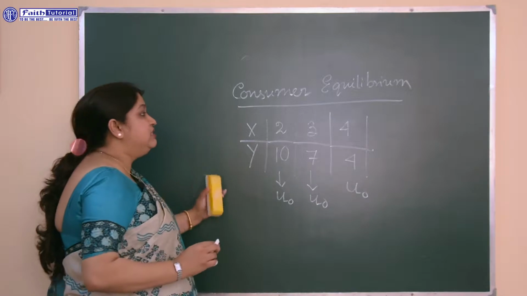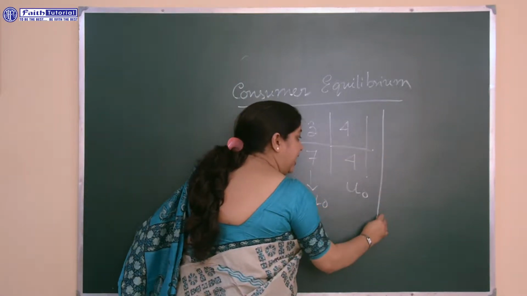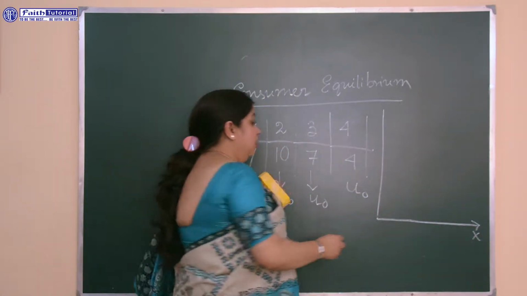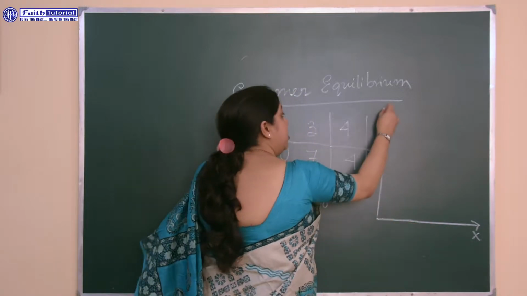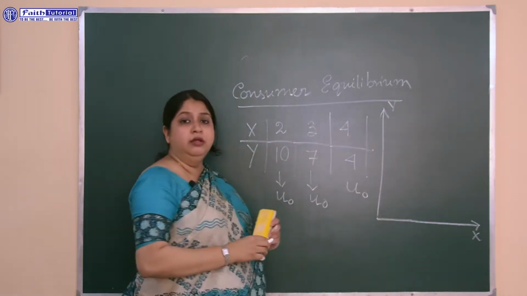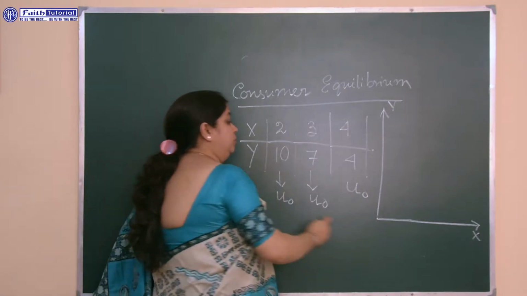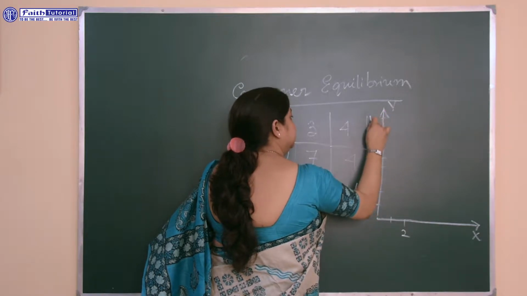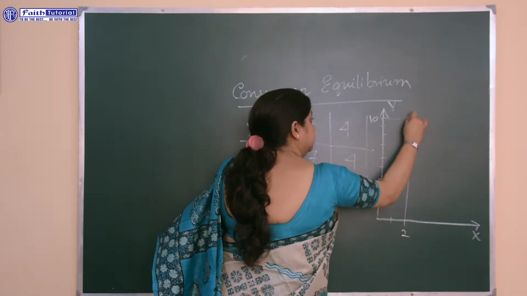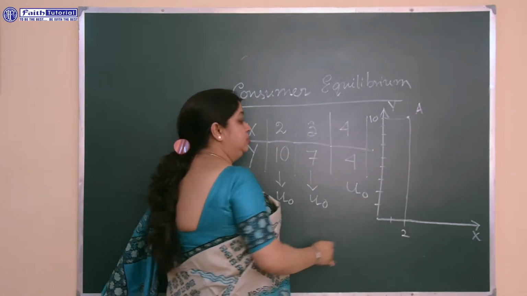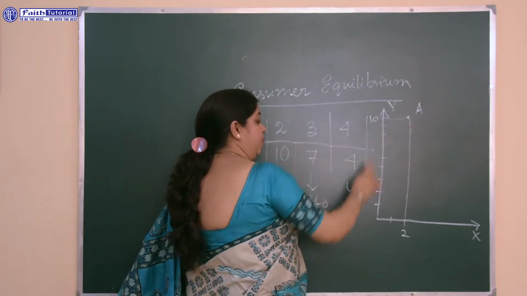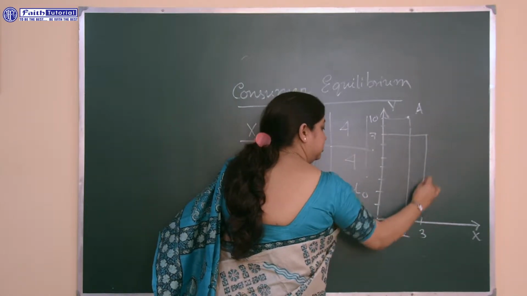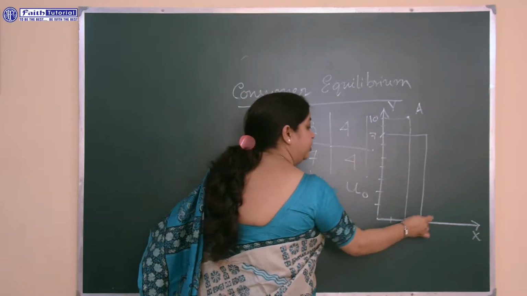Now by plotting these combinations, we can get the indifference curve. Along the x-axis, we are measuring the consumption of X. Along the y-axis, we are measuring the consumption of Y. Now this is one combination, 2 units of X, 10 units of Y, and 3 units of X, 7 units of Y.